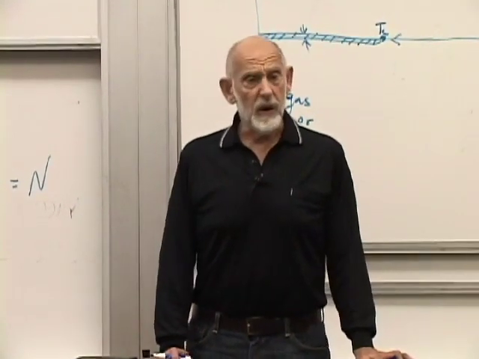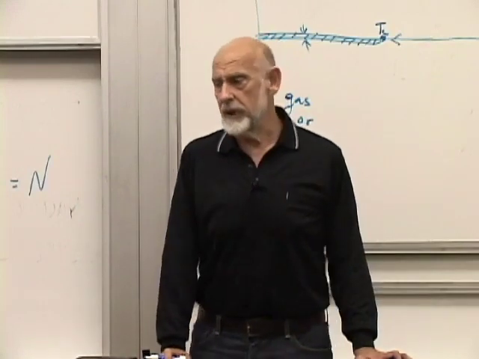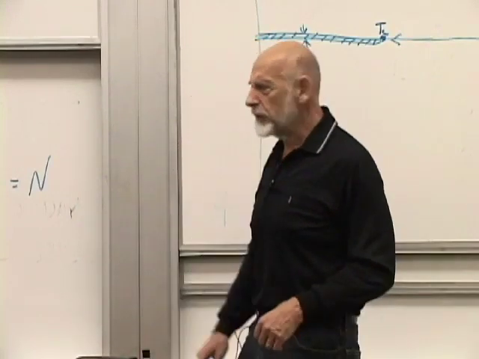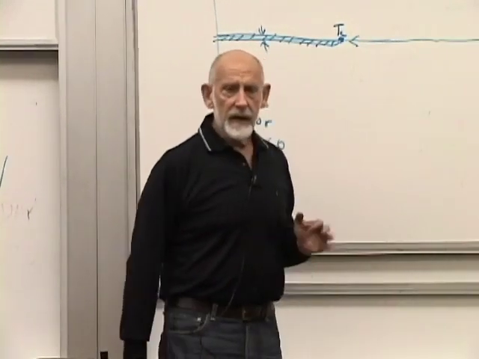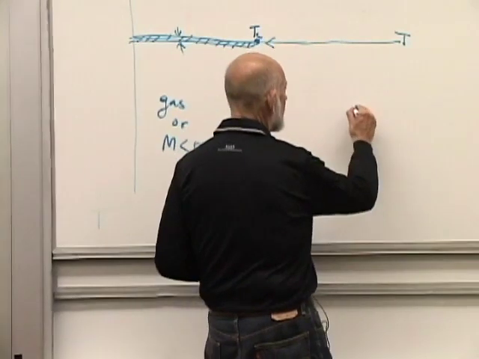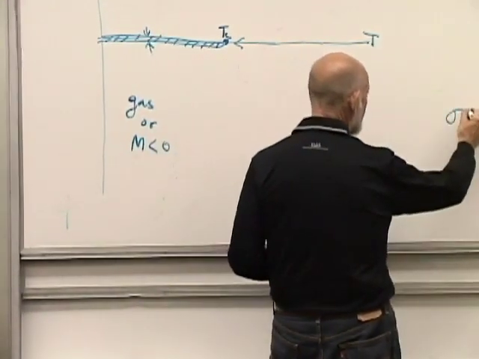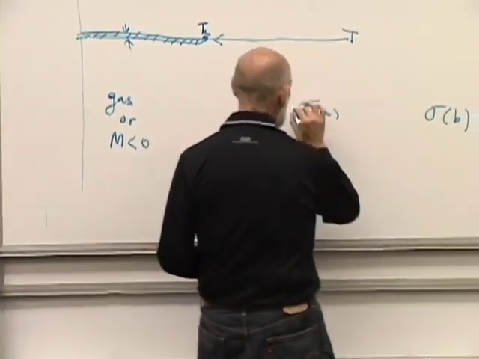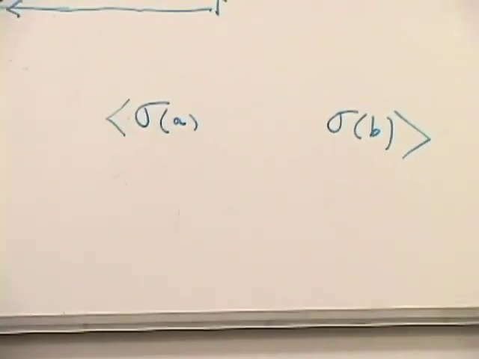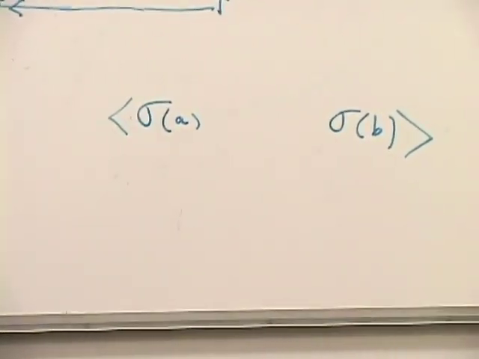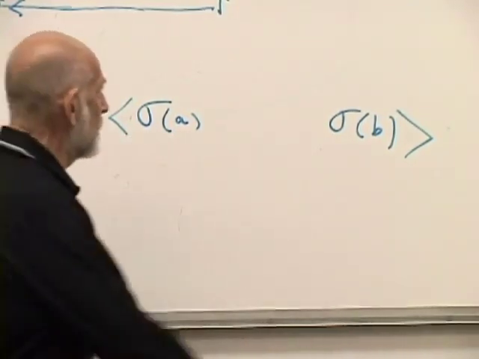We talked, I think we talked, did we talk at all about the correlation function? No, we didn't. So I'll tell you what the correlation function is. We don't need to talk about how you calculate it. It's an average. It's an average of the product of spins at two different points. Let's say sigma of A and sigma of B. It's the average value of the product of sigma A and sigma B. It measures the degree of correlation between the spin at point A and the spin at point B.